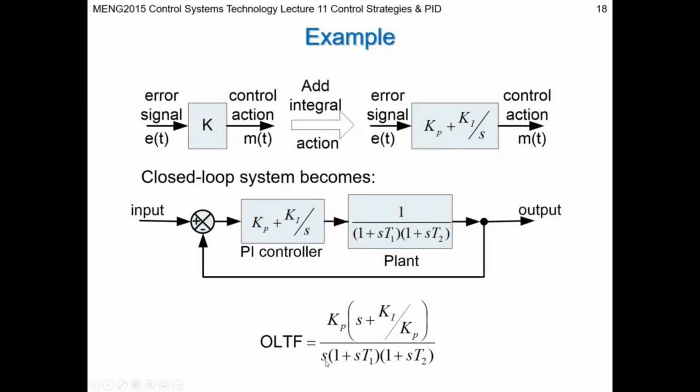And you see, importantly, you have this S here. So it now becomes, instead of a type 0 system, a type 1 system. And what are some of the characteristics of a type 1 system? Well, firstly, the type 1 system has no steady state error in response to a step input, and it can follow a ramp input with some finite steady state error. So it's now become a more capable system because it's now a type 1.